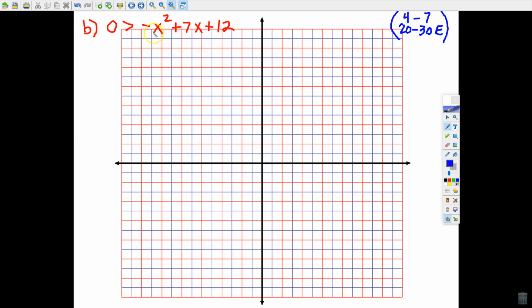Okay, well, let's take a look at another example. Same type of problem. I'm going to turn it around. We could try to factor this.